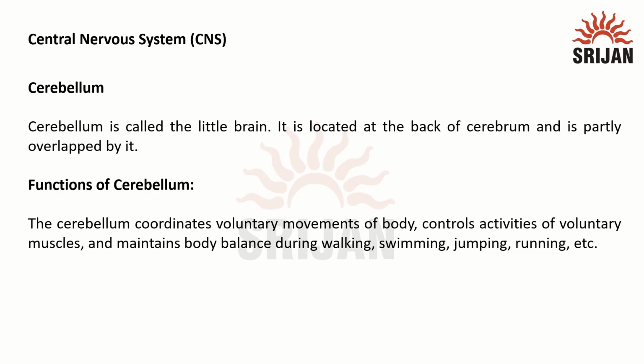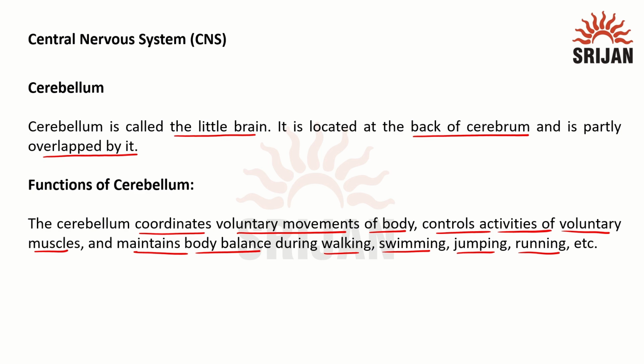Next, we have the cerebellum, the second largest part, also known as the little brain. It is located at the back of the cerebrum and is partially overlapped by it for a small part. Its main functions include coordinating voluntary movements of the body, controlling activities of voluntary muscles, and maintaining body balance during walking, swimming, jumping, and running. If the cerebellum gets affected, I will not be able to balance my body properly, and that is when we fall.